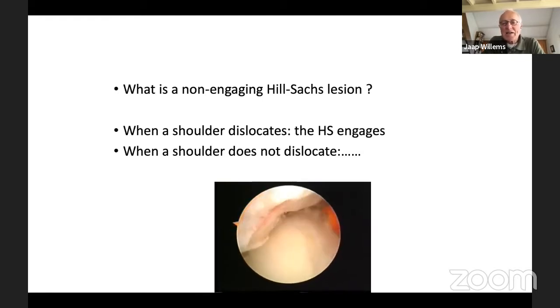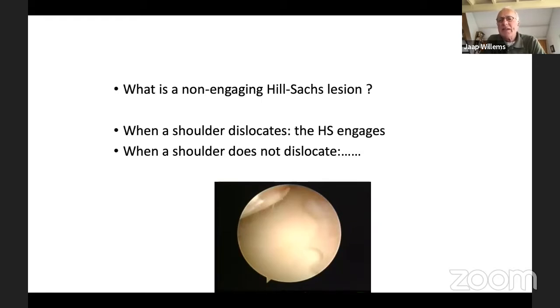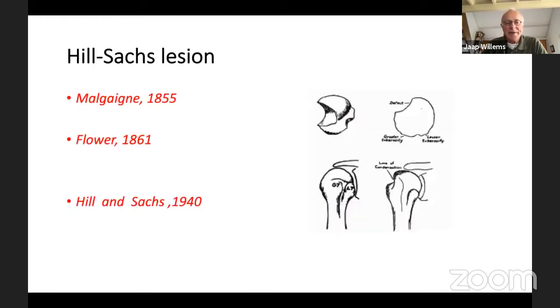Hill-Sachs lesions engage when you have a redislocation. So I think it is a little bit of the geography, if it is horizontal or vertical, as Raju very nicely showed. But basically, when you have a redislocation, a Hill-Sachs engages. But that is a sideway.